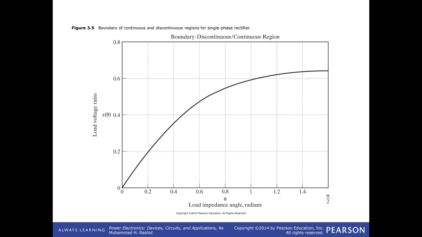Biraz büyüteceğim çocuklar. Göremedim. That is theta. Load impedance angle in radians. Onun ve şeyin fonksiyonu, x'in fonksiyonu. Tamam mı? So if x is small, small means E is smaller than V, so it is continuous. That part is continuous and this part is discontinuous.